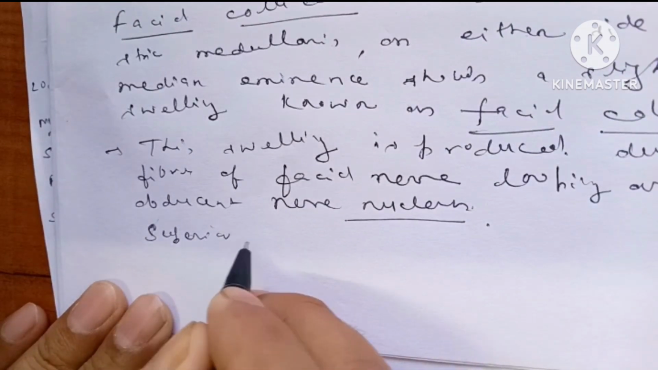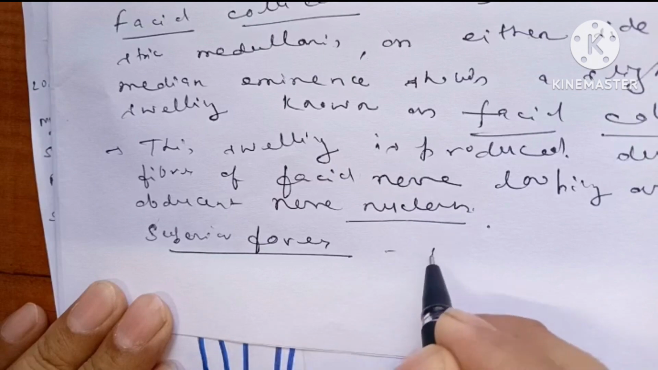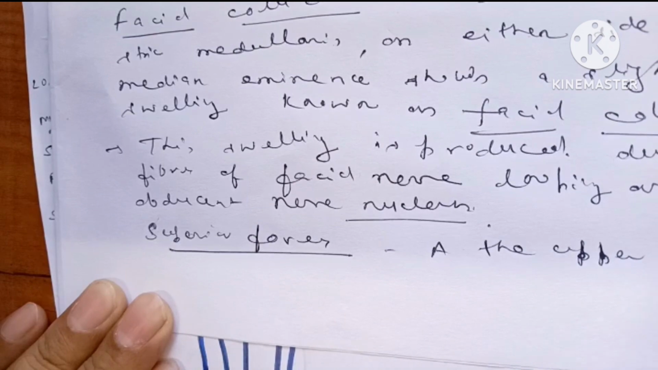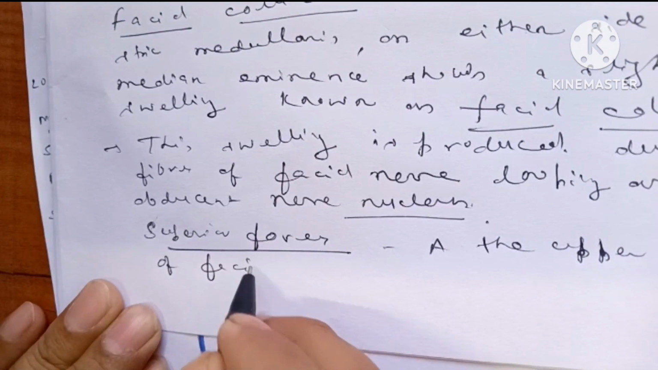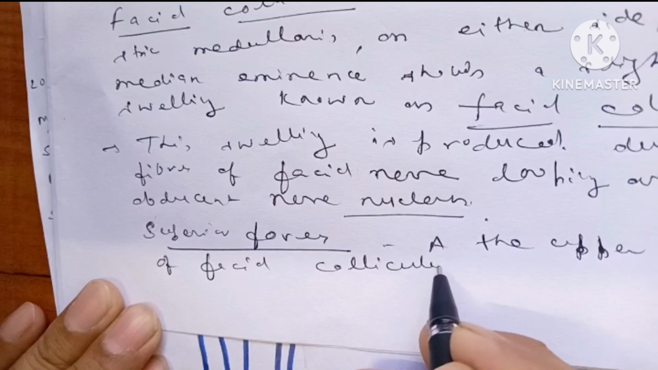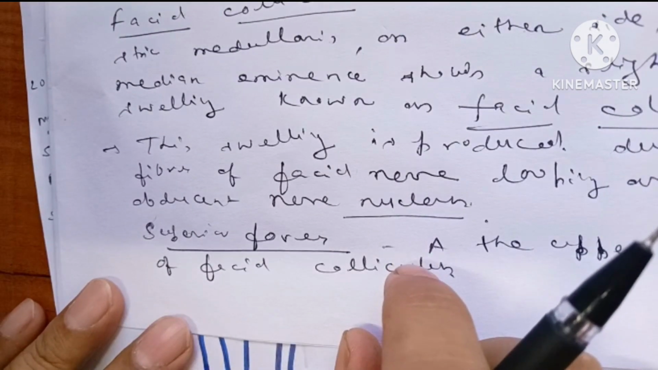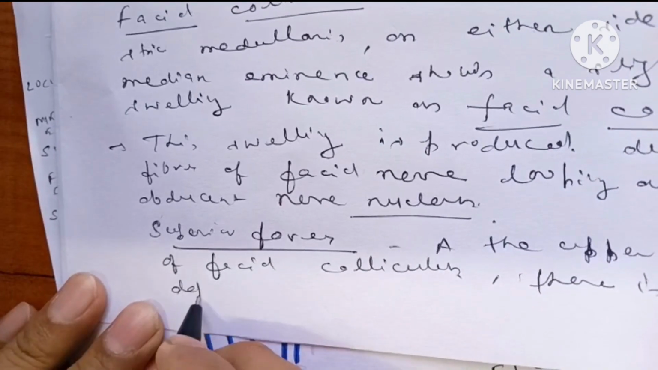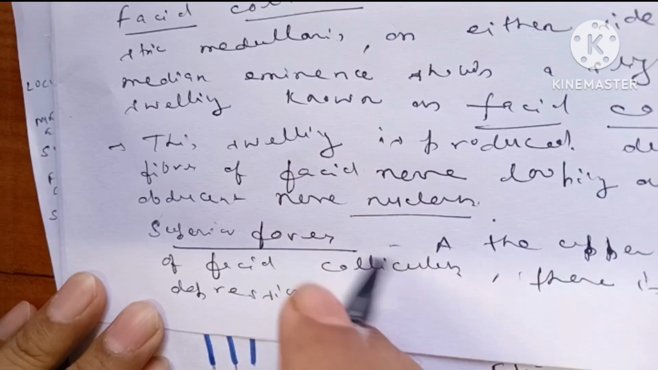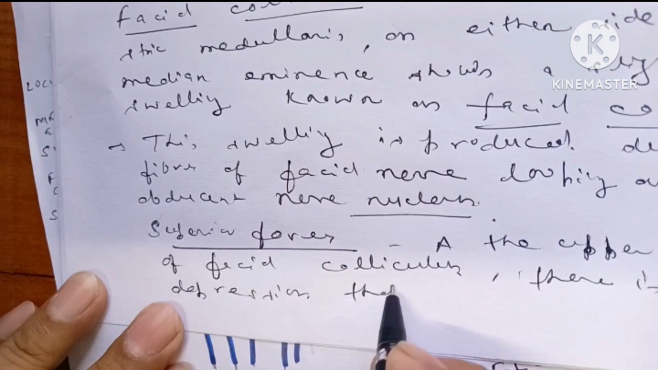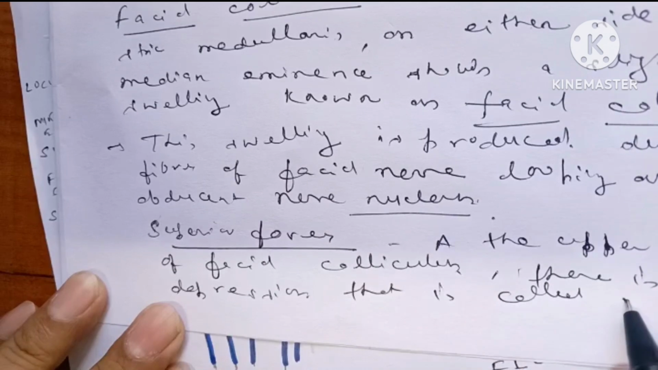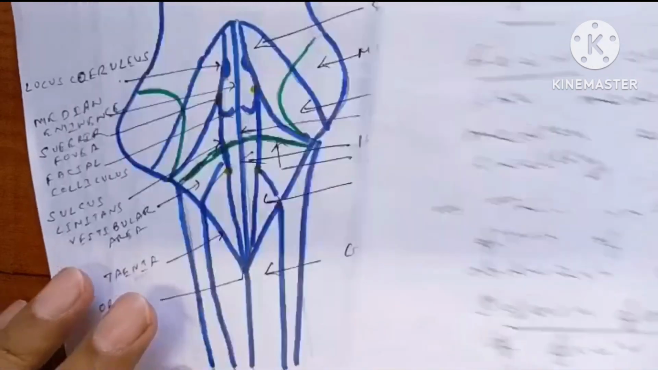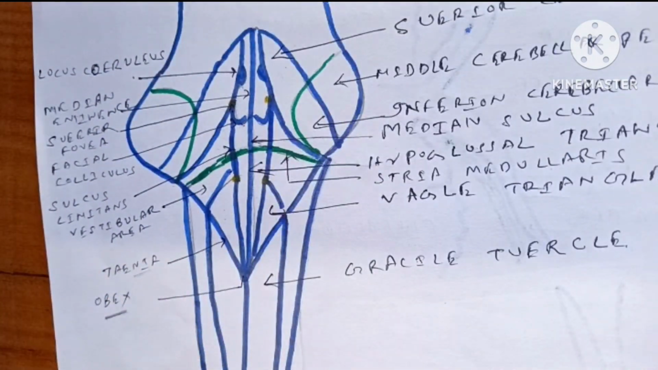What is the superior fovea? At the upper level of the facial colliculus, there is a triangular depression. That triangular depression is called the superior fovea.